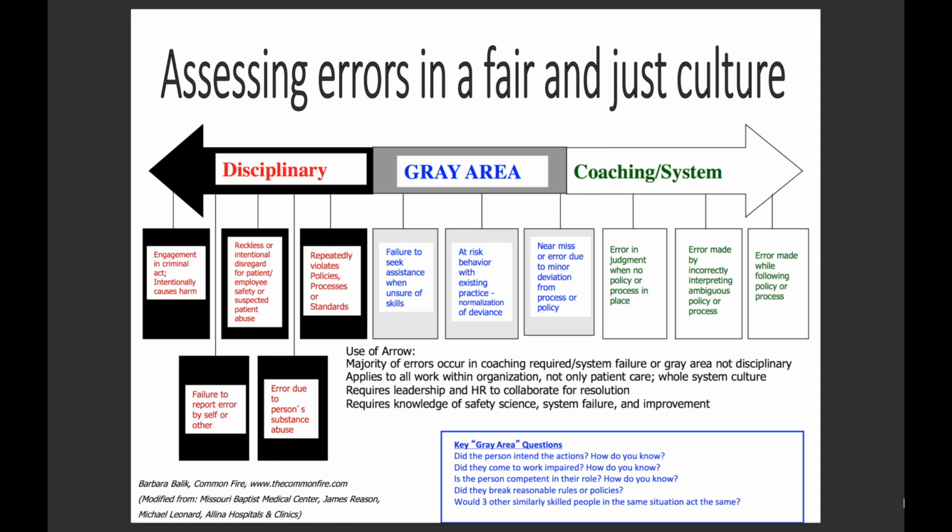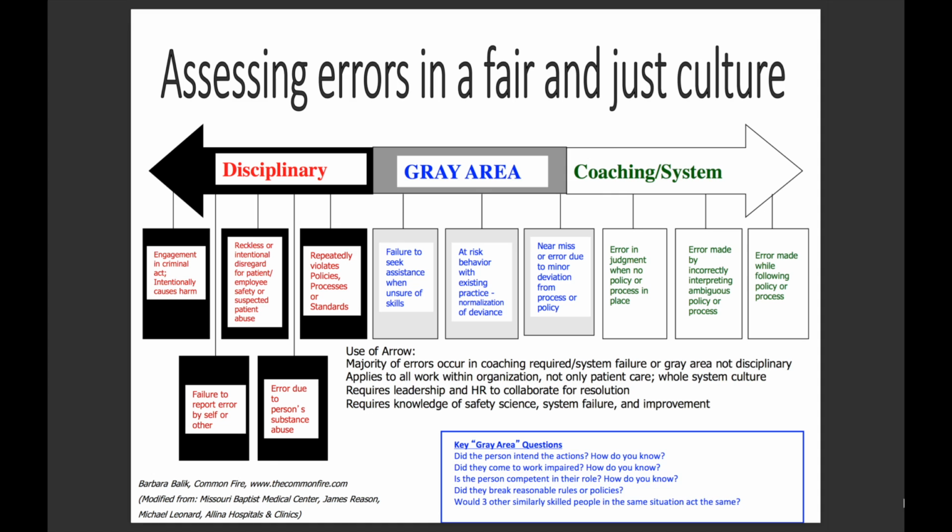So harm has occurred. In the case of Joe's situation, he's accountable, but what should happen to him in this situation? So this is a way of assessing errors, a high-level way of assessing errors in a fair and just culture. And there's a lot of ways to think of culture, but the best way to think about it is there's two extremes.